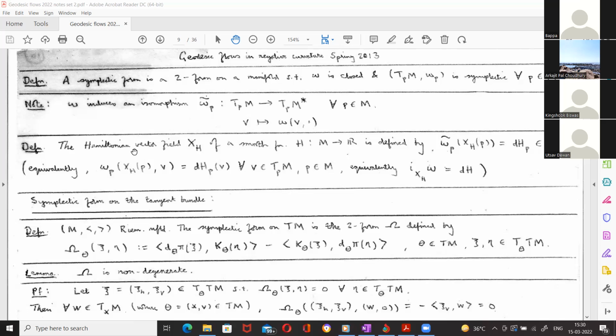So the definition is the Hamiltonian vector field X_H of a smooth function H from M to R. H is called a Hamiltonian function. It's just any smooth function. This is defined by saying that this isomorphism omega_p tilde applied to X_H(p) is equal to dH_p in TpM star. Is this clear? Yes.